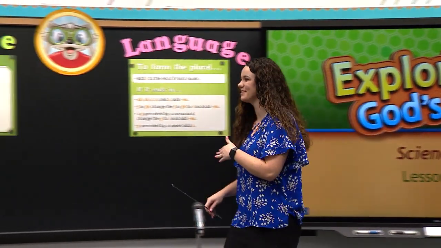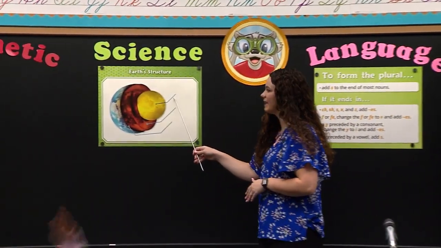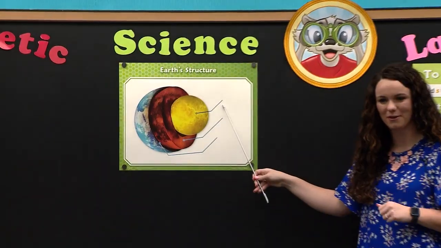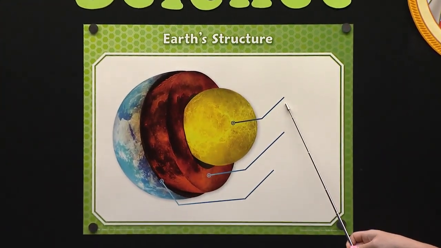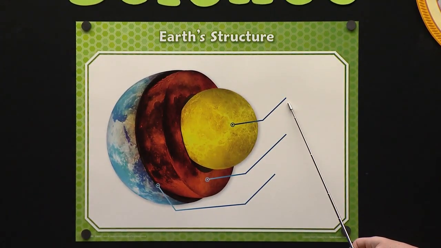Let's see how you do with labeling these without looking. Take a look at our chart that's on our board. What is this line here pointing to? Monroe? The core. It is the core. Can you tell me something about the core, Grayson? It's very hot. It is the hottest portion, correct.